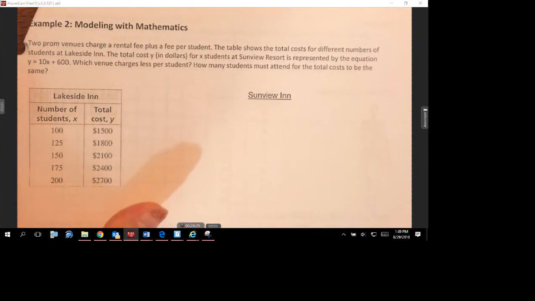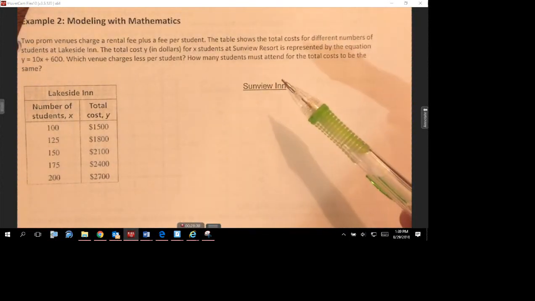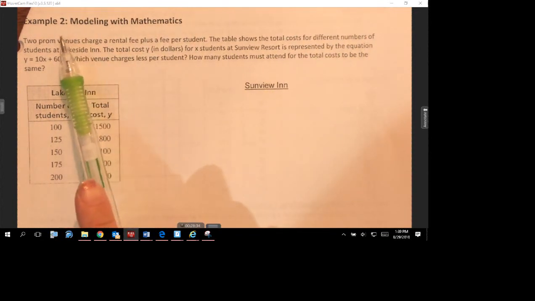Modeling with mathematics. 2 prom venues charge a rental fee plus a fee per student. Okay, a venue is just like where prom's going to take place. Prom doesn't happen here. You guys know that? Prom's not here. It's usually at the Savannah Center, somewhere else. So we have to pay to use that.